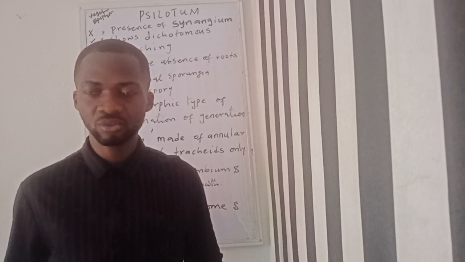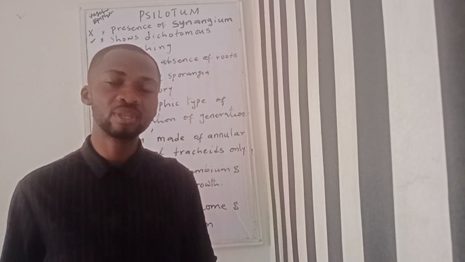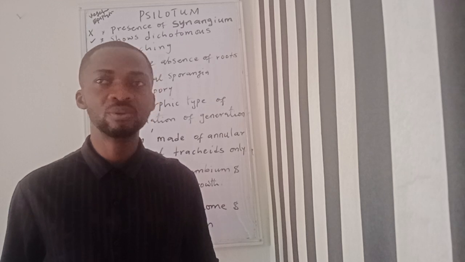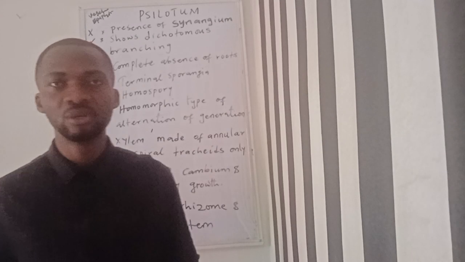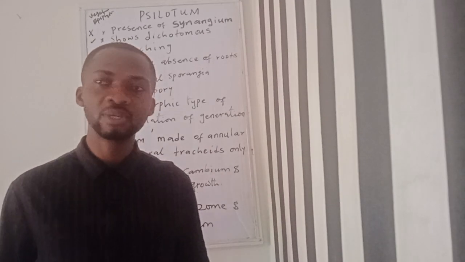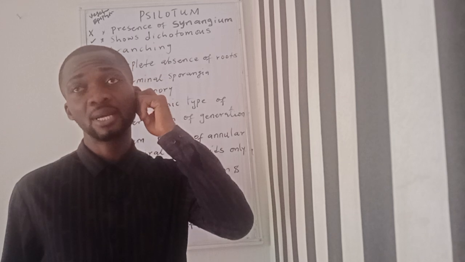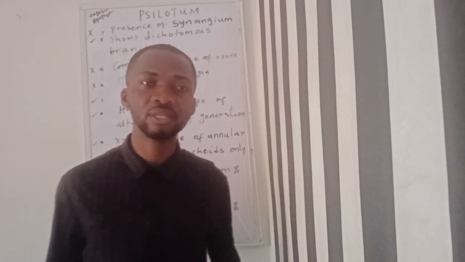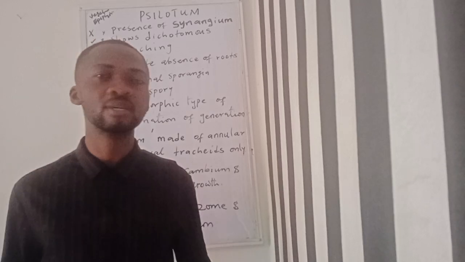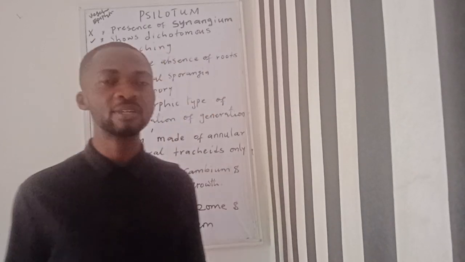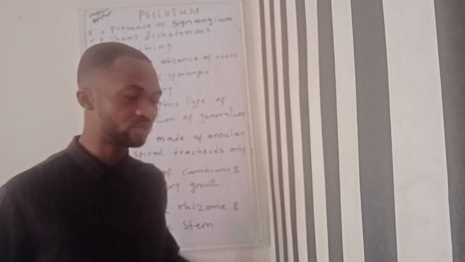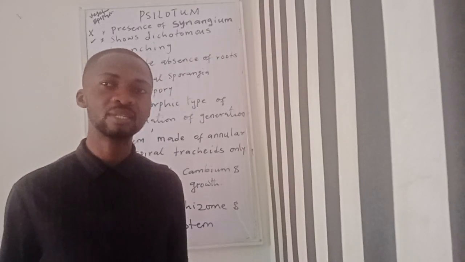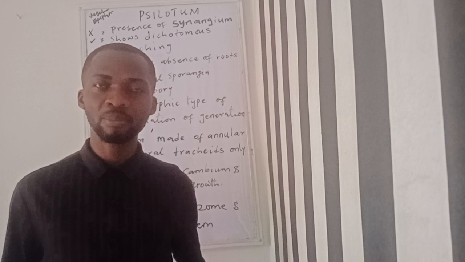And in today's class, we will continue with what we talked about in the last class. In the last class, if you can remember vividly, we introduced the topic Pteridophyta. And I said that Pteridophyta is one of the groups of plants. We have five groups of plants: the schizophyta, the talophyta, bryophyta, pteridophyta, and the spermatophyta. We've talked about the schizophyta, the talophyta, and the bryophyta in our previous classes, and we are now talking about pteridophyta.